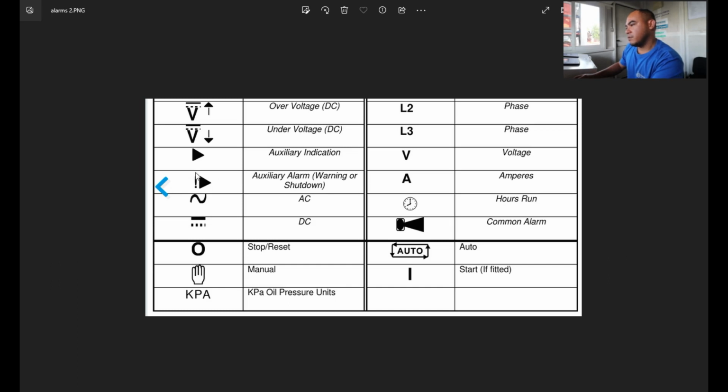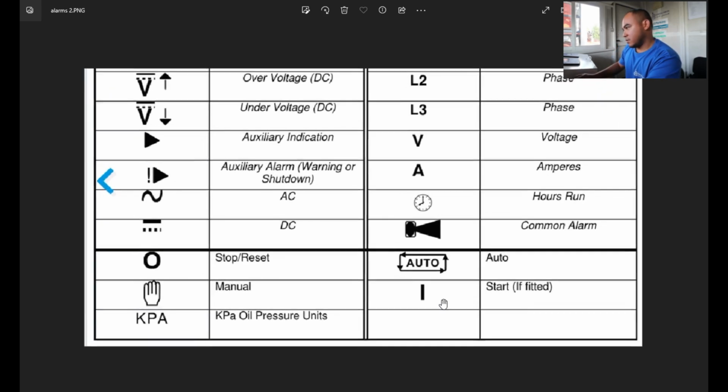So if you see this symbol, these are the alarms. This symbol is AC, meaning this one is voltage output AC. This symbol here is DC, and this symbol that pops up here is for stop and reset, and this hand is for manual, and this one is kPa or bar, that is the pressure unit of your oil, and the rest of the functions of the generator.